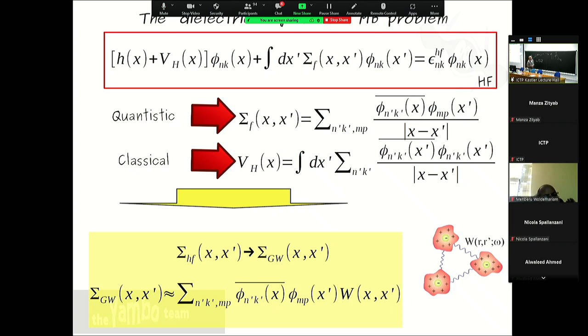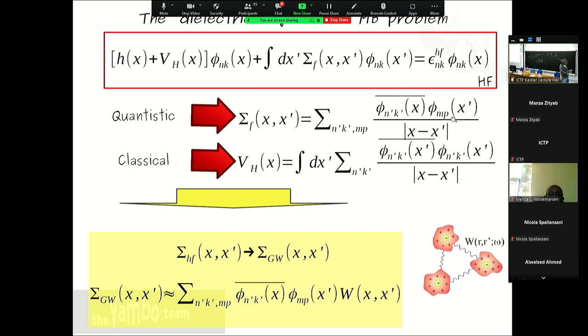But then you have an additional piece that is Fock. The Fock term is purely quantum and is due to the anti-symmetric properties of the Slater determinant. This is because the wave function of electrons is anti-symmetric. Because of this, you have the consequence that two electrons cannot sit in the same state because of the Pauli exclusion principle. And this actually induces an additional piece that is the Fock term.